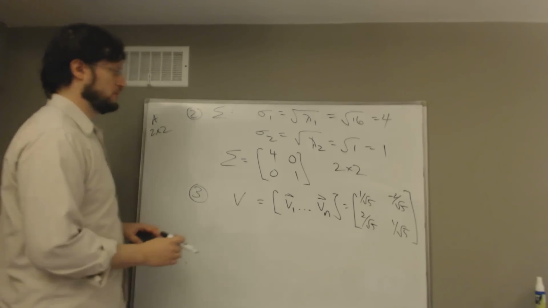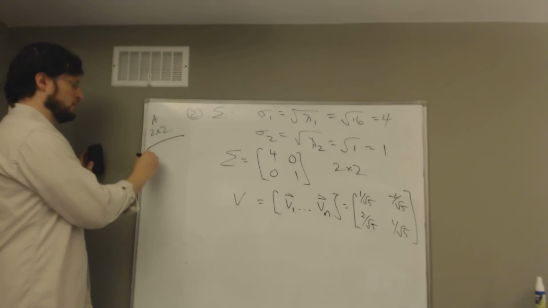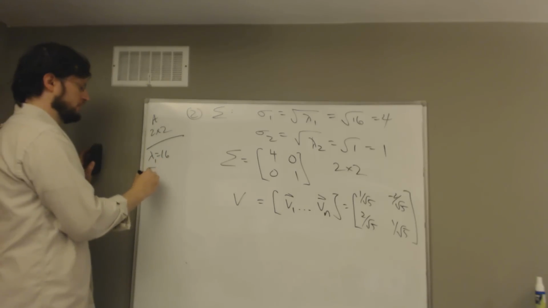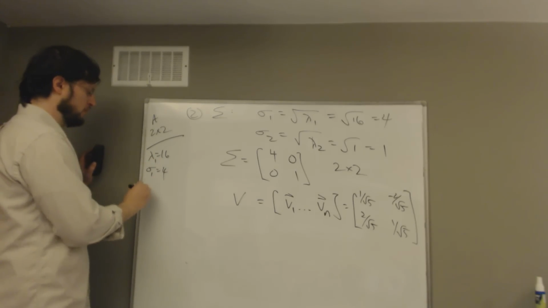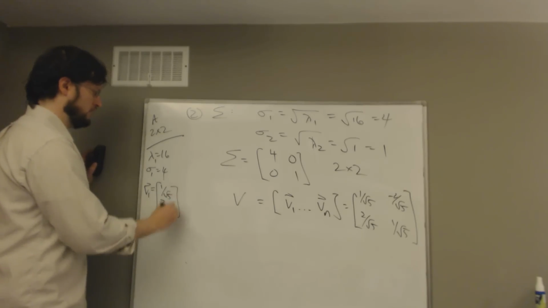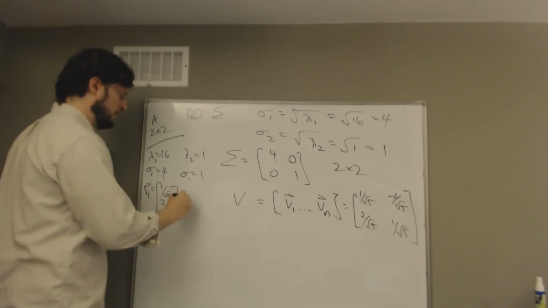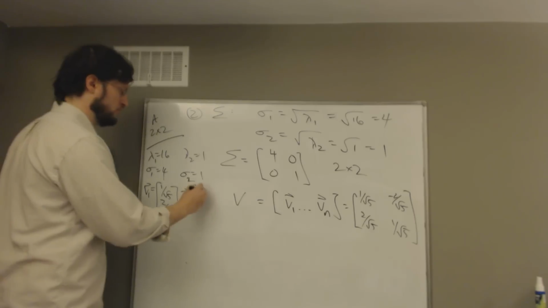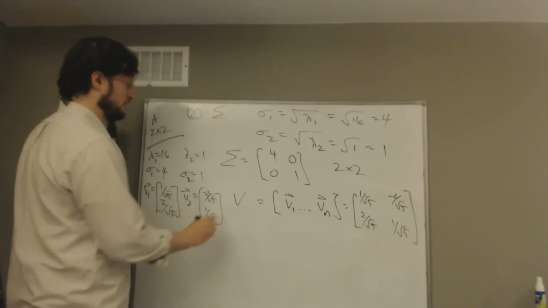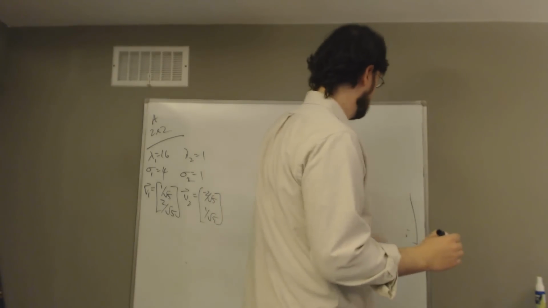Okay, so let me just store the stuff that we need here. We have lambda 1 equals 16, so sigma 1 was 4, and V1 was 1 over root 5, 2 over root 5. We had lambda 2 was 1, so sigma 2, the square root of that, was 1, and V2 was our second, minus 2 over root 5, 1 over root 5. So the final step is to create the matrix U.